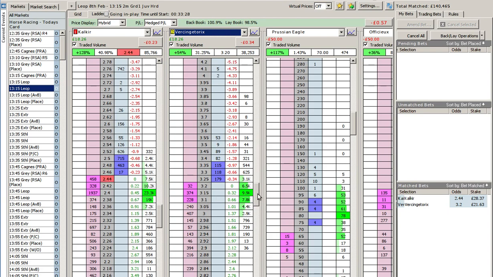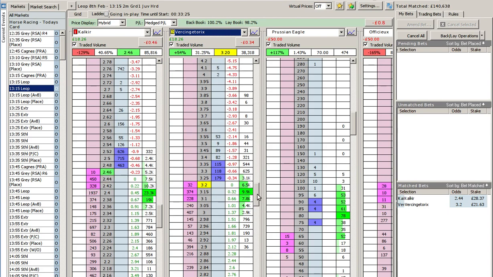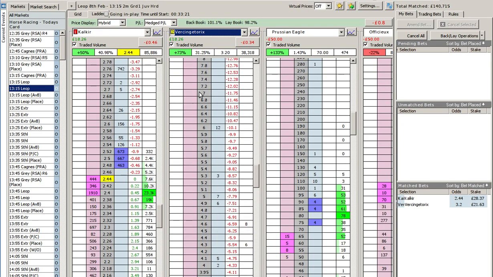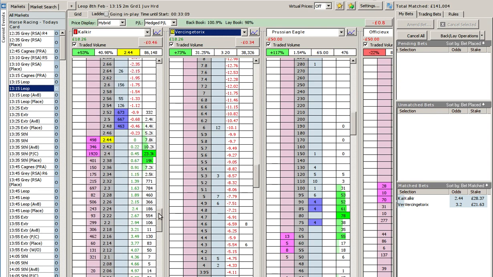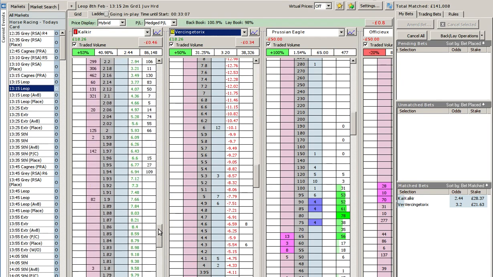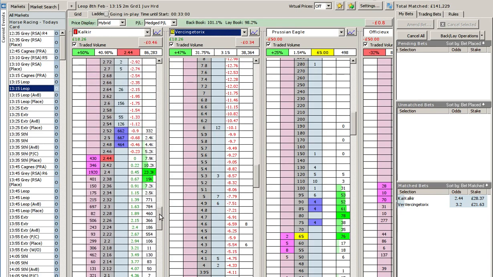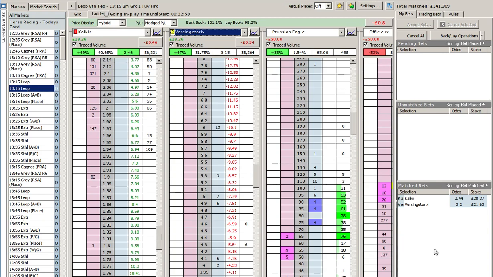If this price here doubled, so let's say it went out to 7, it's losing £11. So Calcare has to make up £11 to get us a scratch race. And you'll see how far it has to go down. It's got a lot of ticks movement to make in order to get us to a scratch position.